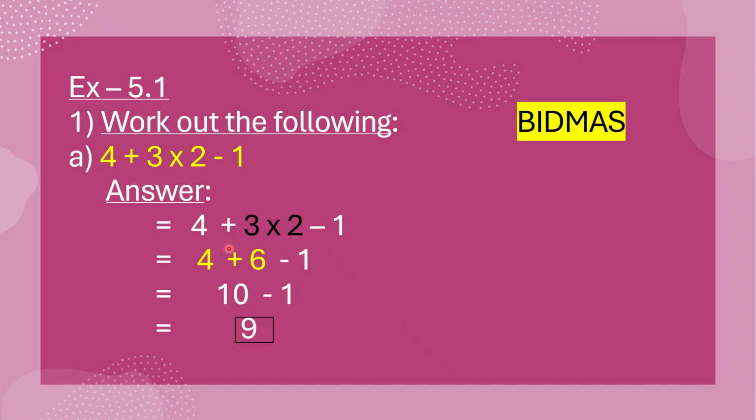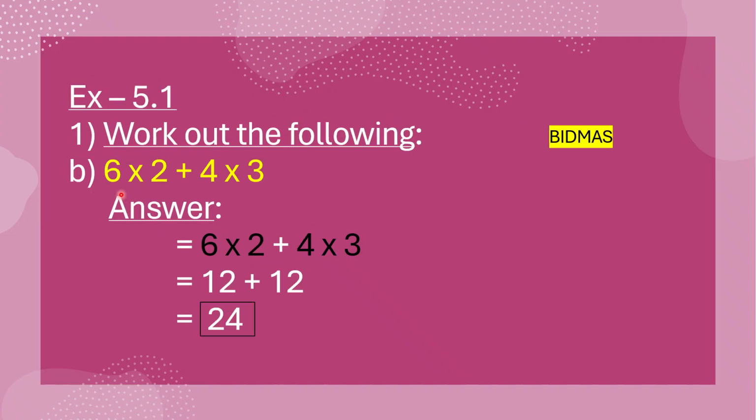So 4 plus 3 into 2 minus 1. So what we have to do first? We have to do the multiplication first. So 4 plus 3 into 2 is 6 minus 1. 4 plus 6 is 10. 10 minus 1 is 9.